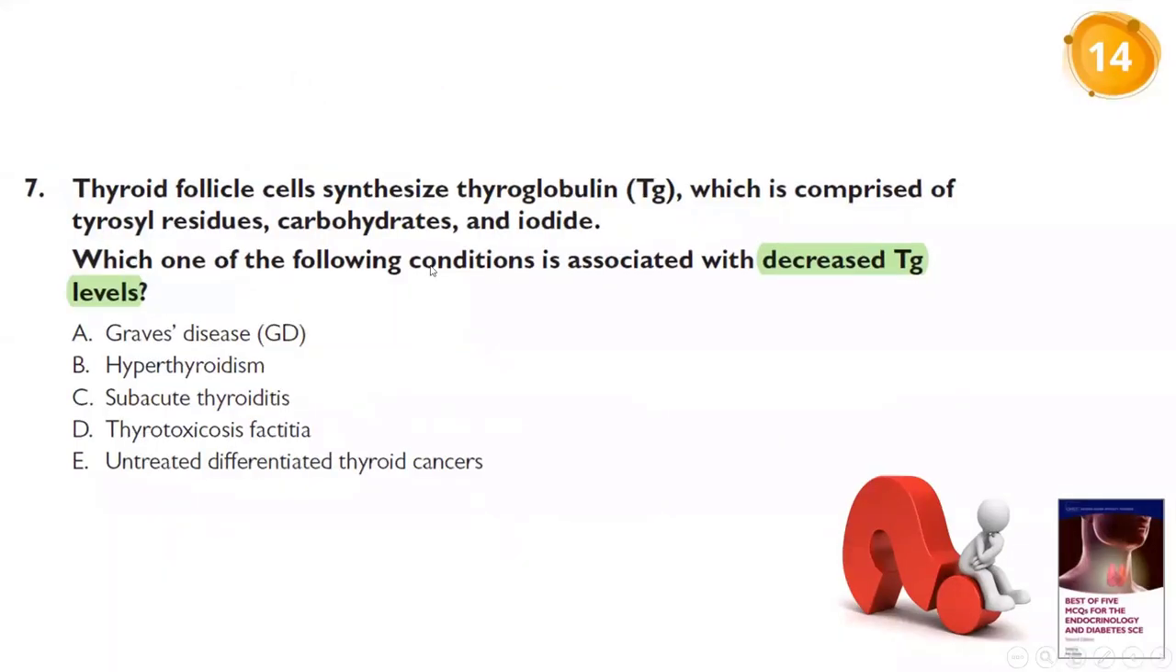In this case, which one of the following conditions is associated with decreased TG level? D, thyrotoxicosis factitia. Okay. What about Graves' disease, hyperthyroidism, subacute thyroiditis, untreated differentiated thyroid cancer? All of the thyroid disorders will lead to increased TG. So no role to order a TG in any thyroid disorder, except in two situations. Thyrotoxicosis factitia, and another one, which one? Cancer. In follow-up of differentiated thyroid carcinoma. And in this situation, you should do anti-TG with it from the same sample.